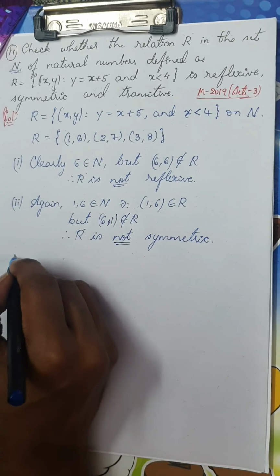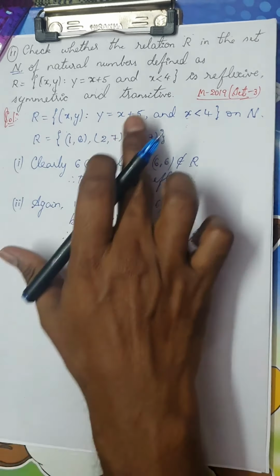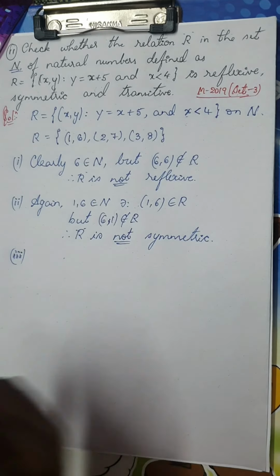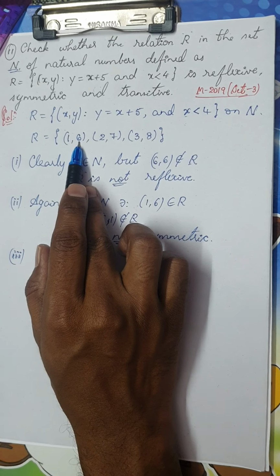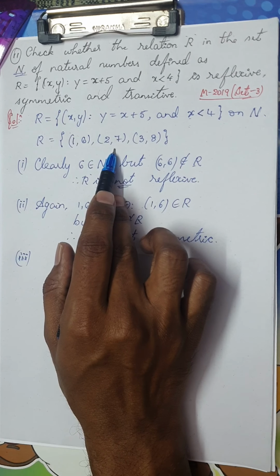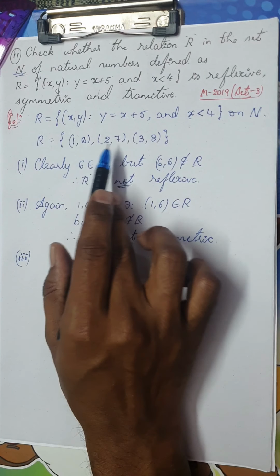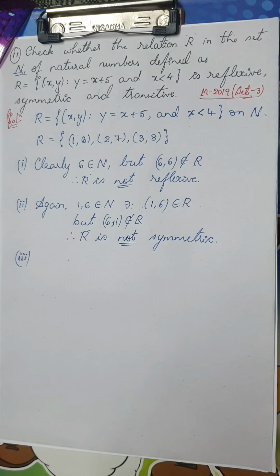Now going on to the third one, dear students, this is a very interesting case, because for the transitive, I have to get A comma B belongs to R and B comma C. I don't have any such pair. When I don't have any such pair, I cannot prove whether A comma C is there or not.